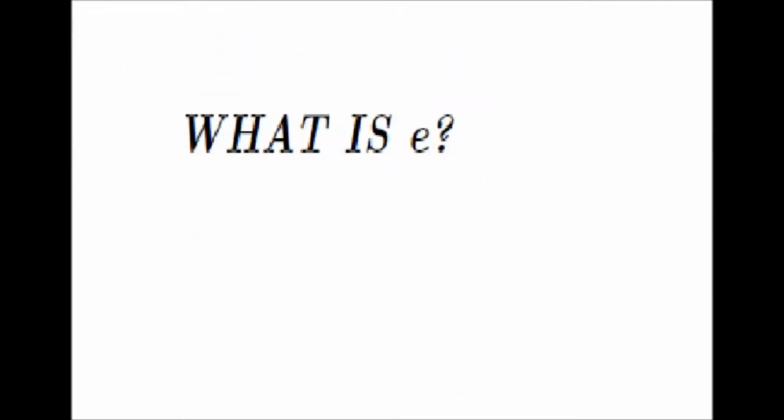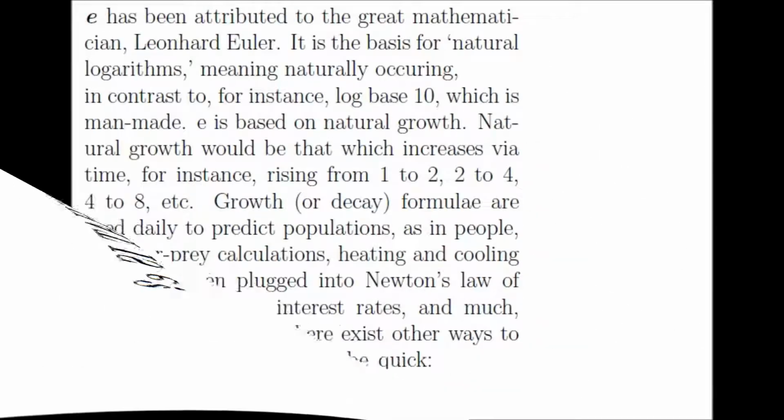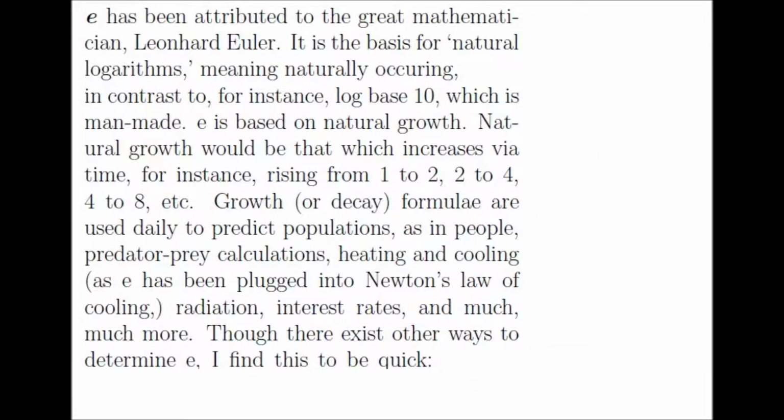What is E? E has been attributed to the great mathematician, Leonhard Euler. It is the basis for natural logarithms, meaning naturally occurring, in contrast to, for instance, log base 10, which is man-made. E is based on natural growth. Natural growth would be that which increases via time. For instance, rising from 1 to 2, 2 to 4, 4 to 8, etc.